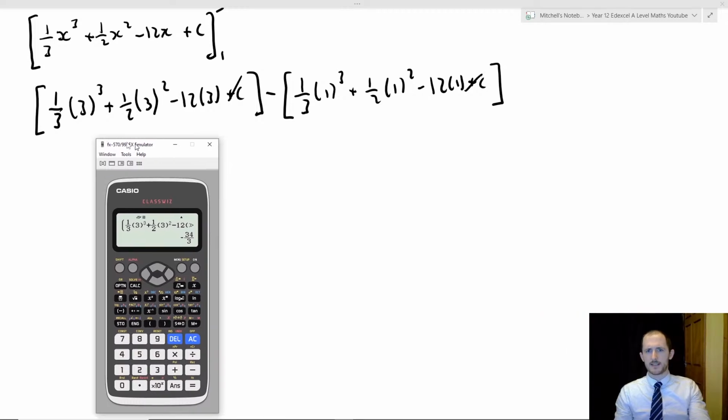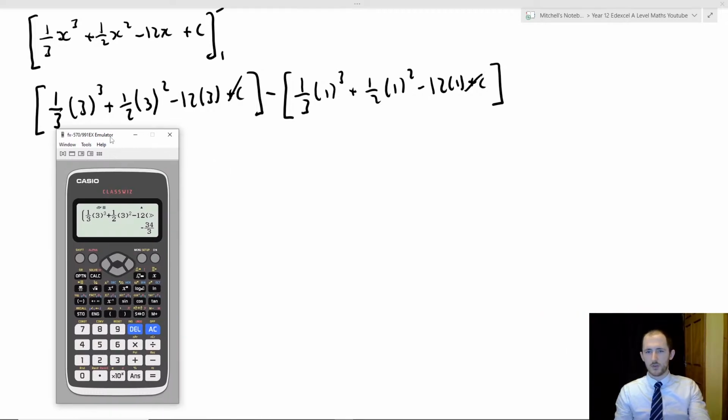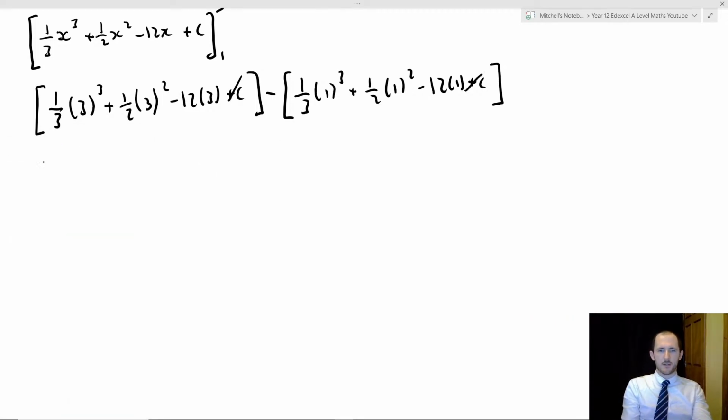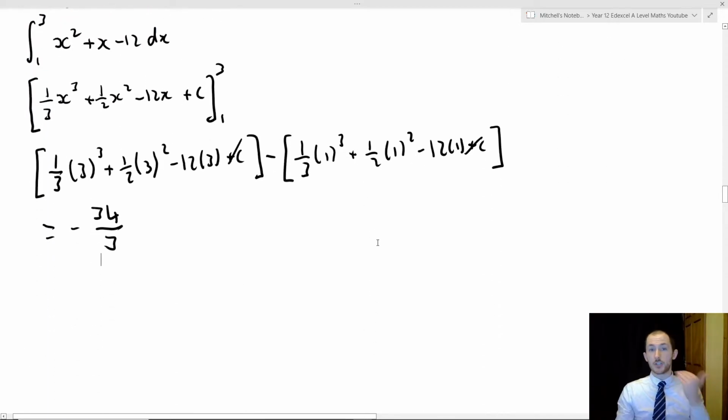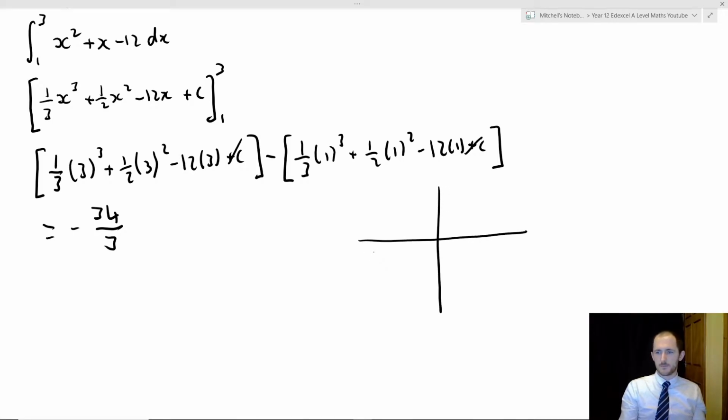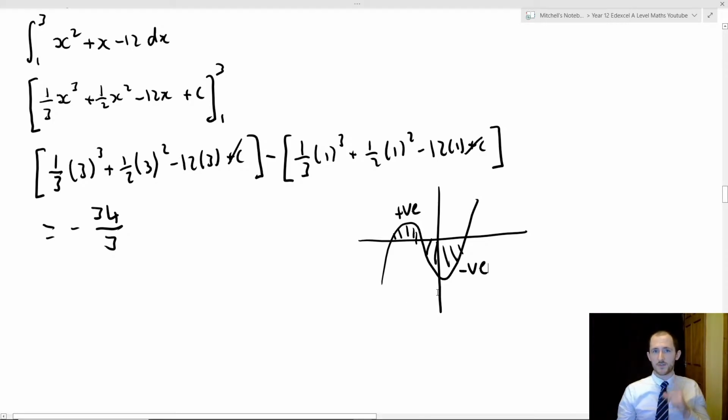So you might think, wow, a negative area seems a bit weird. Not in integration. In integration, a negative area simply means that the area is under the curve. So areas like this are positive, areas under the curve are negative. This is a really, really important fact. A lot of students forget this.